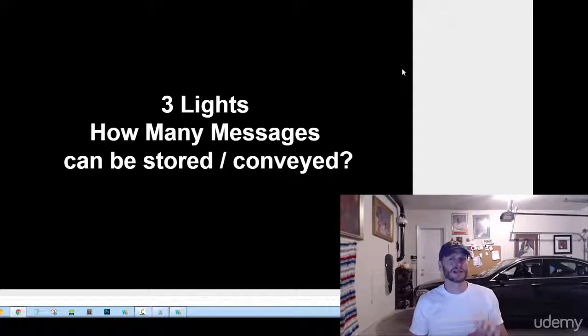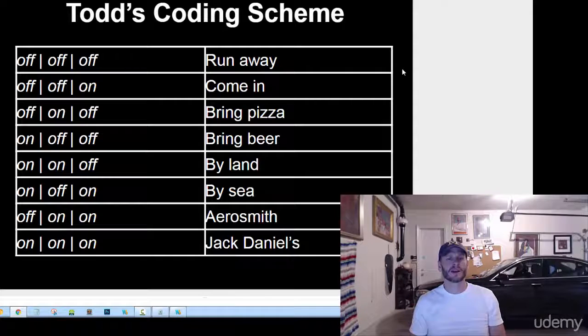So if we have 3 lights, how many messages can we convey? Right? So pause the video, think about it, see if you can come up with the answer. And now here's the answer. With 3 lights, we could convey 8. And the formula is 2 to the power of n, where n is the number of lights or the number of switches we have, right? So 2 to the power of 3 is 2 times 2 times 2, which is 2 times 2 is 4, times 2 is 8, right?